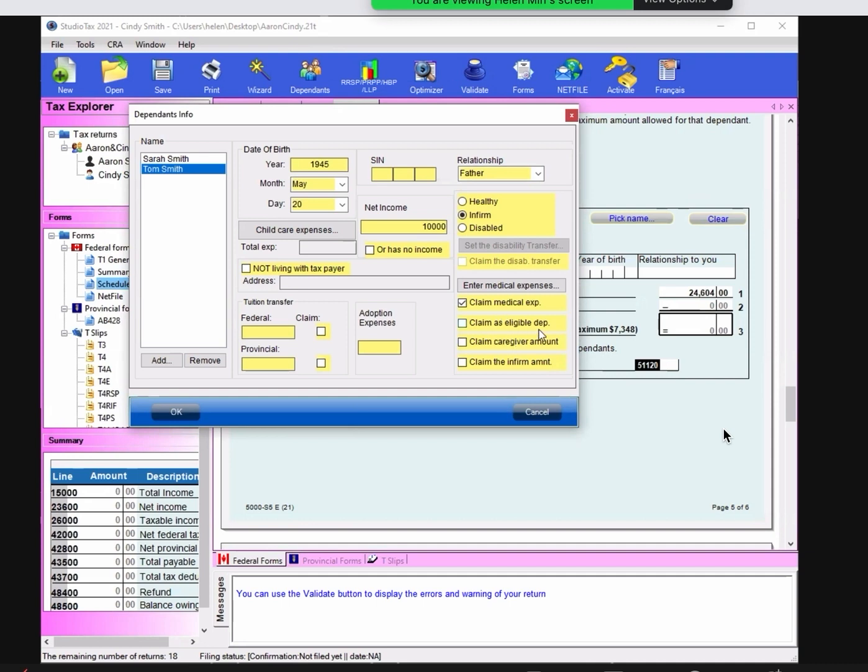Claim eligible dependent: yes or no? Anybody? Yes or no? Yes. Is anybody saying no?